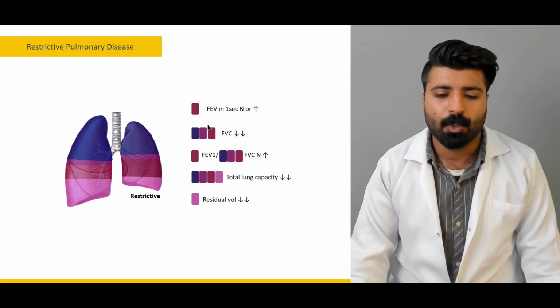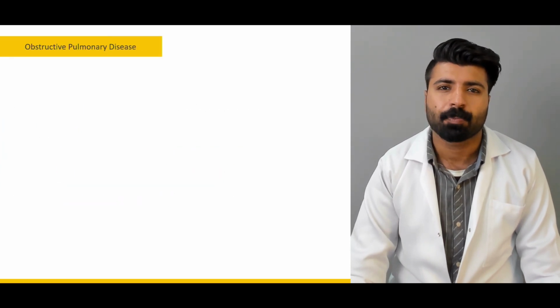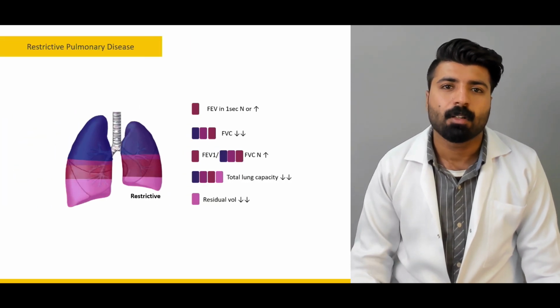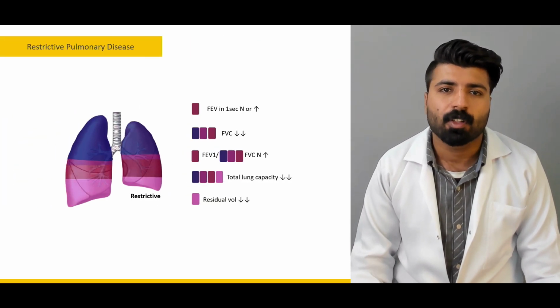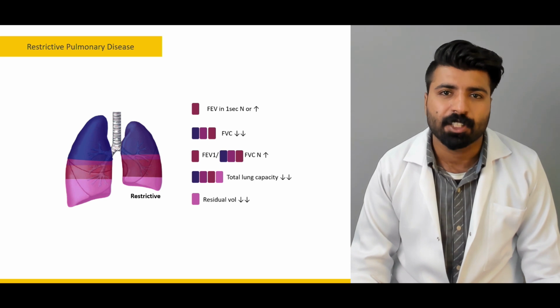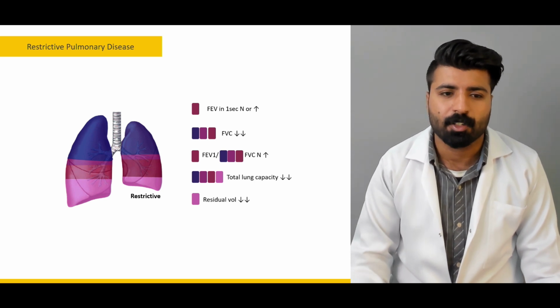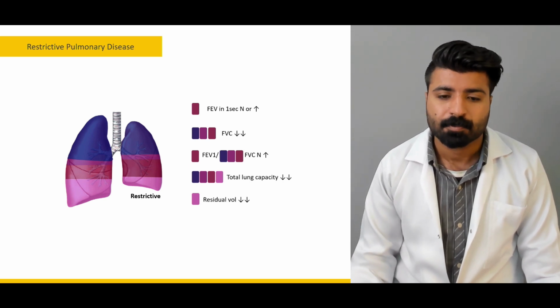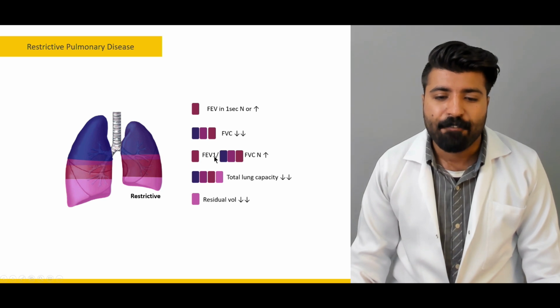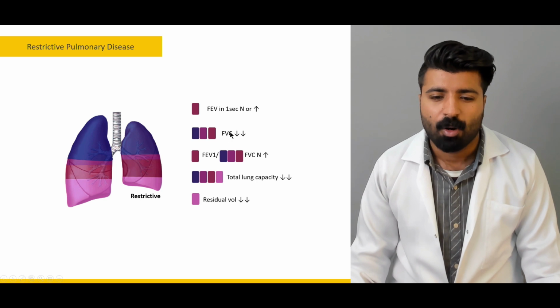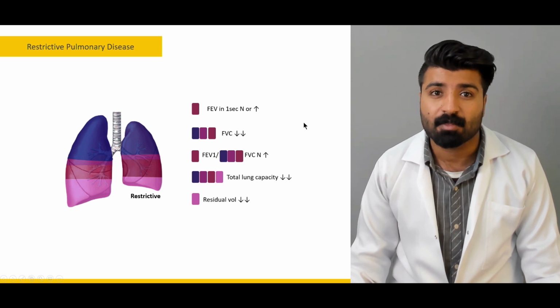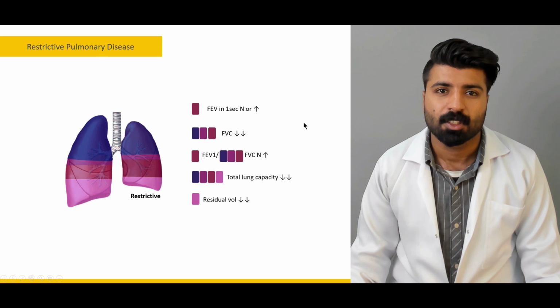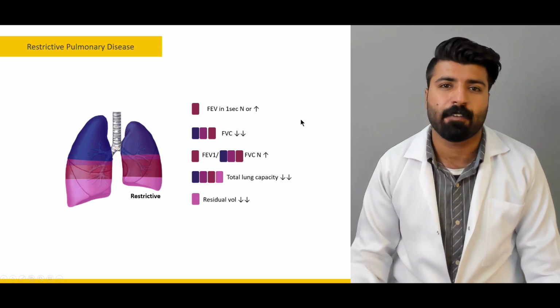So what will happen to the FEV1/FVC ratio? We decide the progress of a lung on the basis of the FEV1/FVC ratio. What will happen to it here in a restrictive pulmonary disease? It's going to increase, because FEV1 is either normal or slightly reduced, while on the other hand, FVC is markedly reduced. So this will lead to an increased FEV1/FVC ratio.